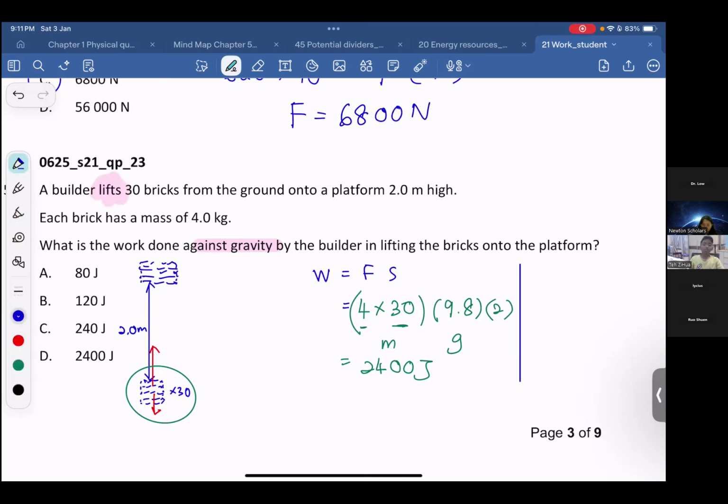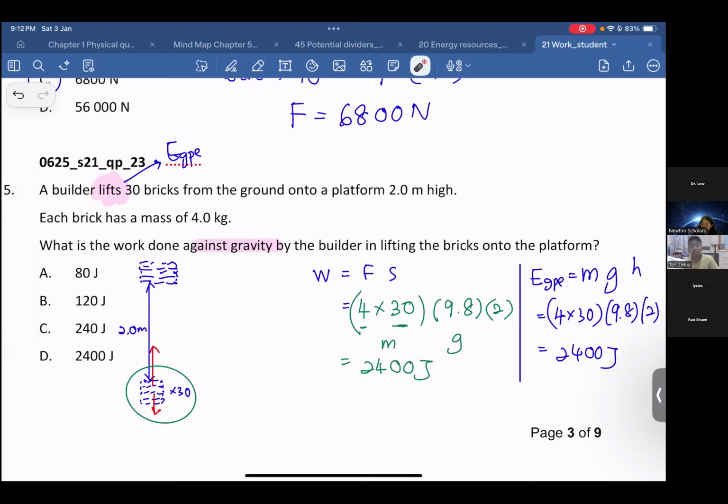So when lift, what kinds of energy? Energy is GPE. So we can also calculate GPE equals to mgh. So what is your M? Your M is 4 times 300 is your mass. Then g is 9.8. Then your height is 2. So answer is 2400 joule.